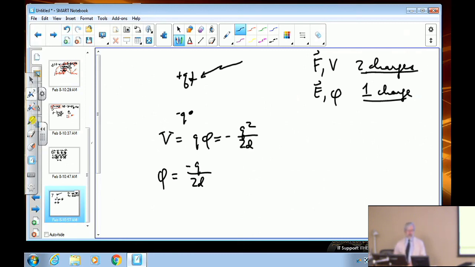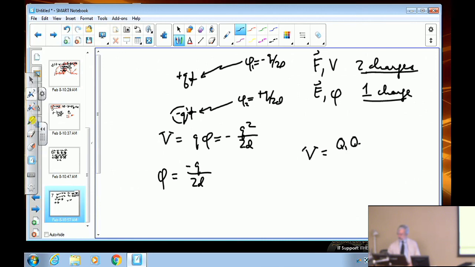If we calculated phi down here, phi up here would be negative Q over 2d. Phi down here is plus Q over 2d, right? So this would be phi at 1 and phi at 2. But then we would multiply by negative Q to get the potential energy, so it would come out to be the same potential energy for the two cases. The easy way to remember it is just the product of the two charges divided by the distance between them, whatever that is. And the distance is 2d, and each charge is Q or negative Q, so that's why we get this.